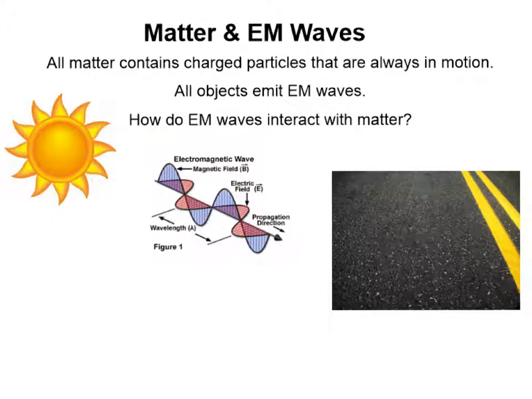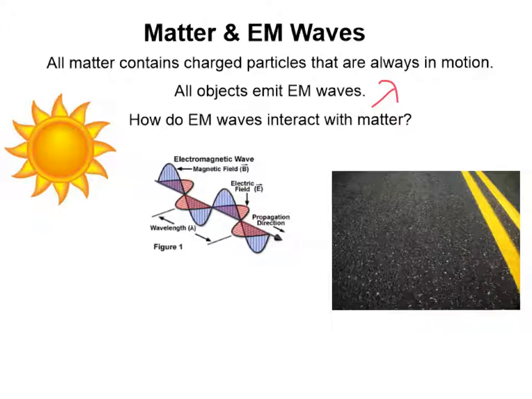So let's look at the interactions between matter and electromagnetic waves. One thing to know, all matter contains charged particles that are always in motion. All matter does, and therefore all objects are emitting electromagnetic waves. The difference between these electromagnetic waves would be primarily due to their wavelength. We have very, very different wavelengths between electromagnetic waves, and when wavelengths are much shorter, they tend to be much higher in temperature. So warm objects would have a lot of energy. They tend to have longer wavelengths.